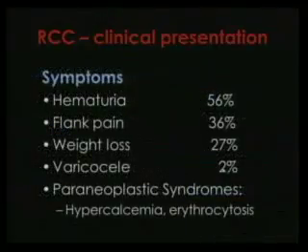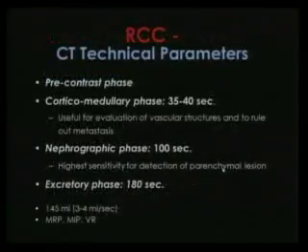The patient can also be symptomatic. Hematuria is the most common presentation, 56%. Flank pain, weight loss, varicocele, especially the left one, can be a type of presentation. Paraneoplastic syndromes like hypercalcemia or erythrocytosis can be different ways to present the lesion.